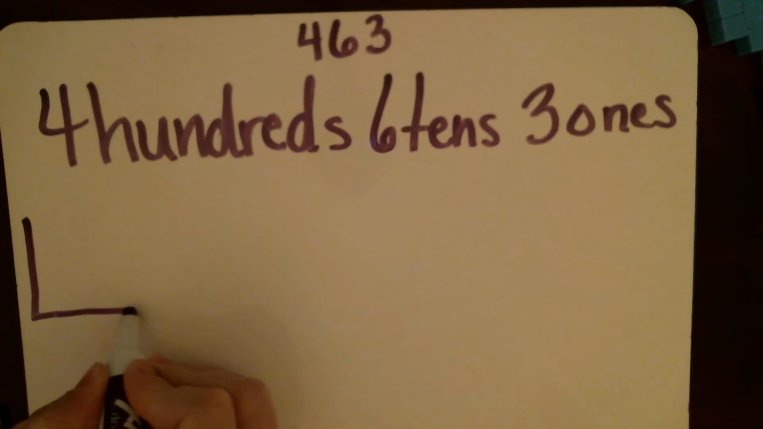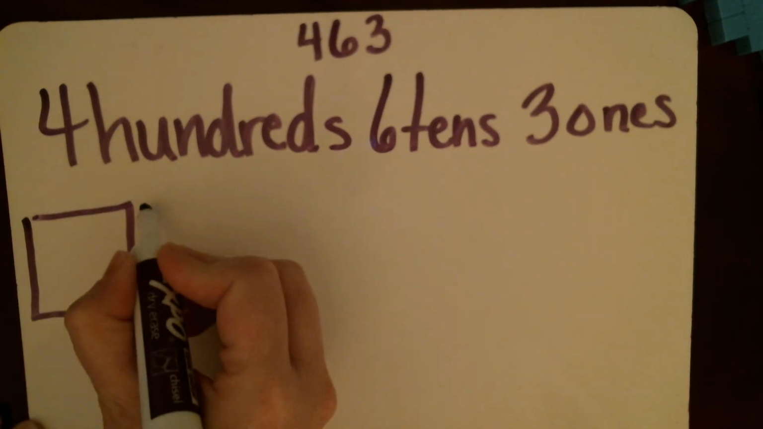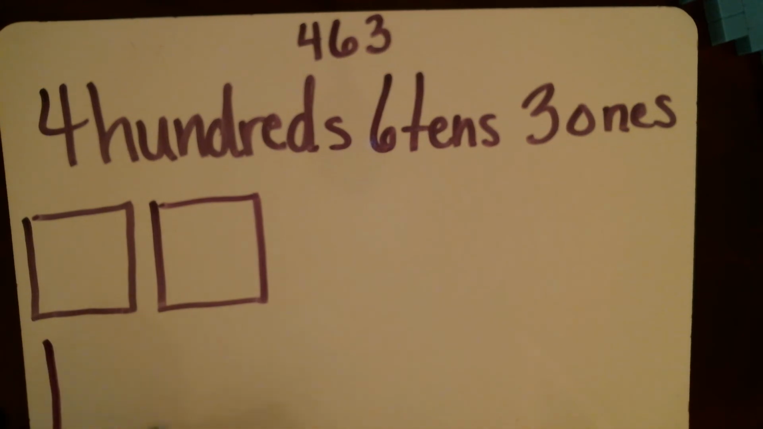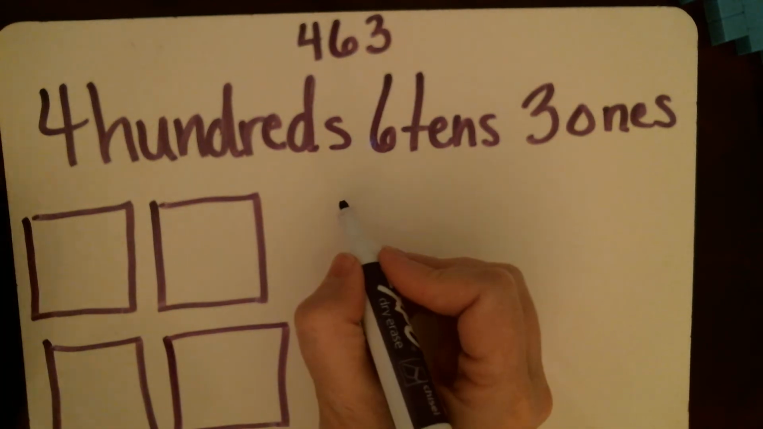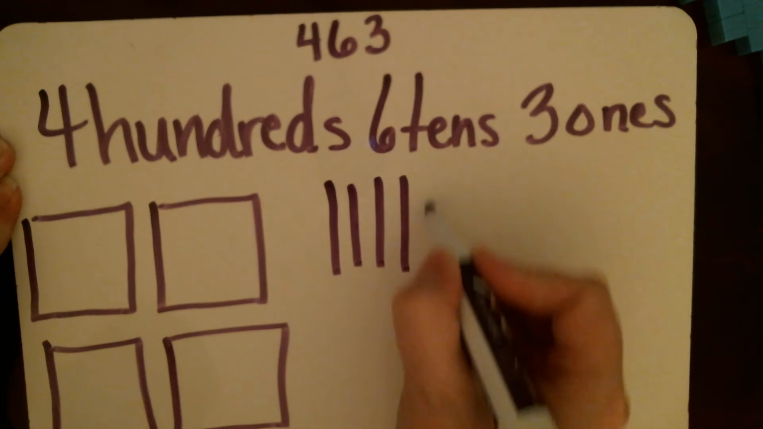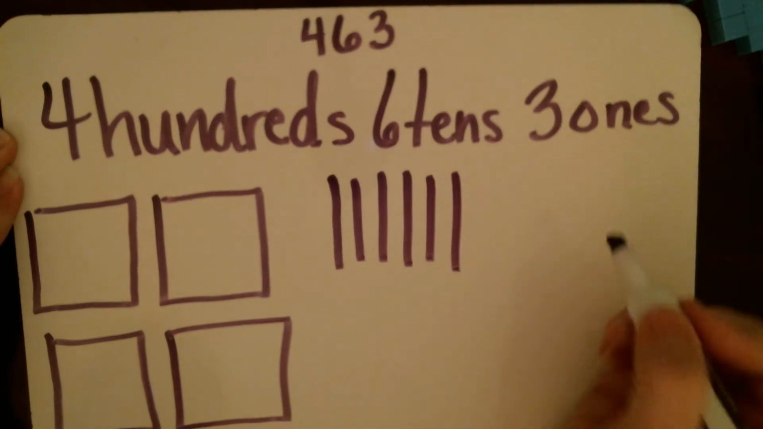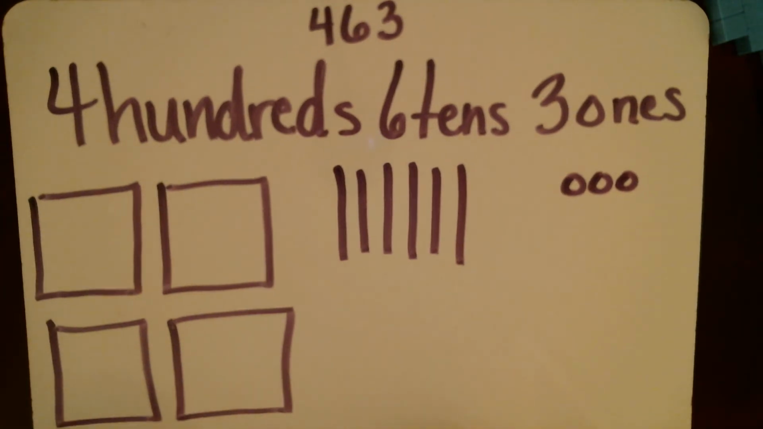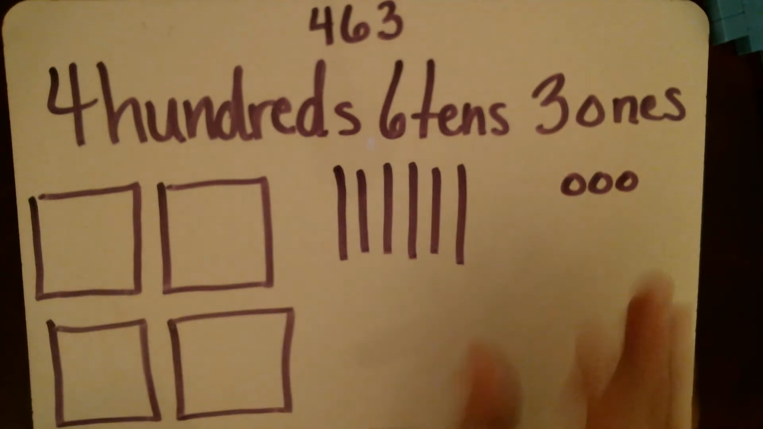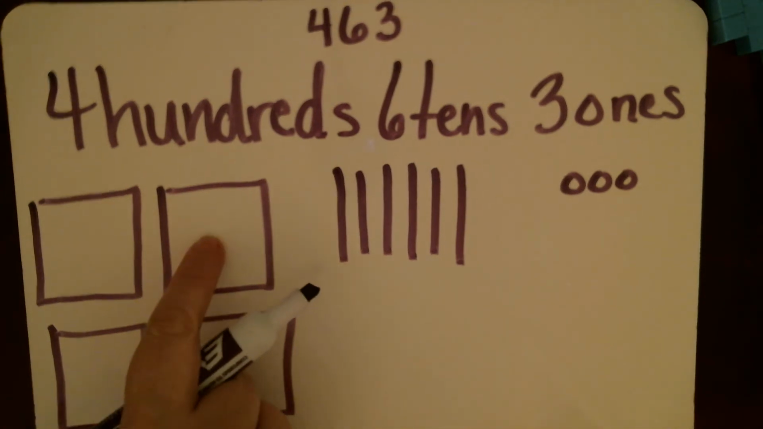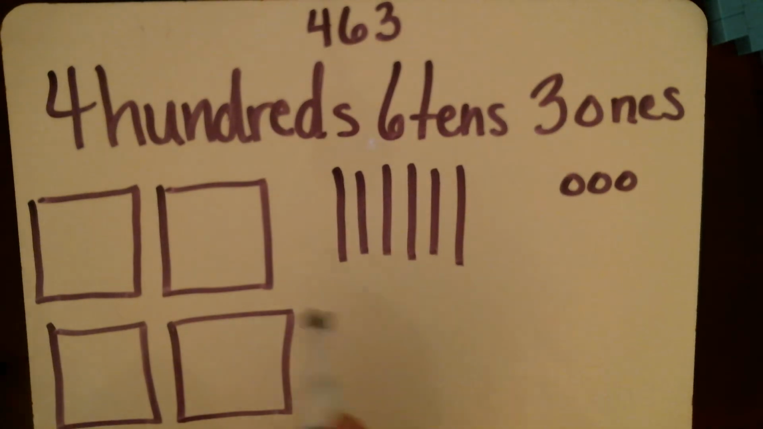Remember, we draw the squares to represent those hundreds. So there's my 4 hundreds. And I have 6 tens. 1, 2, 3, 4, 5, 6. And then I have 3 ones. 1, 2, 3. So that is how we represent 463 with a picture.